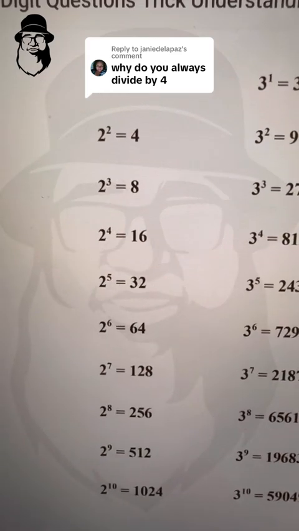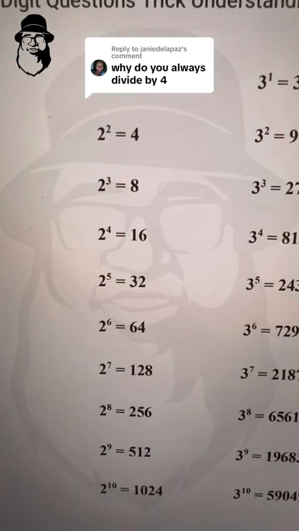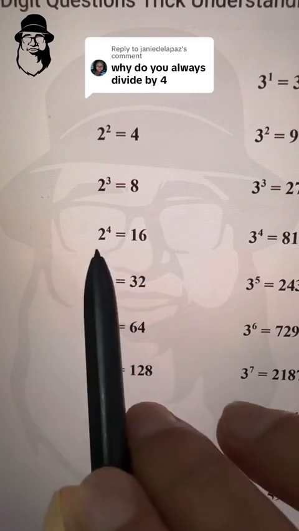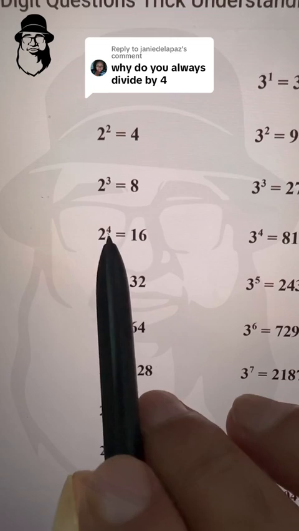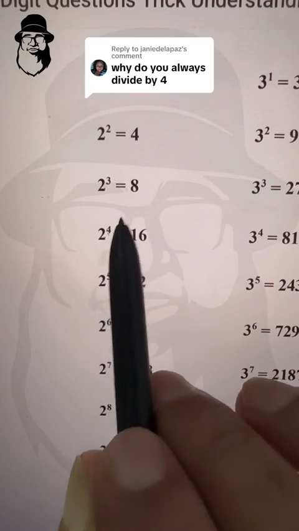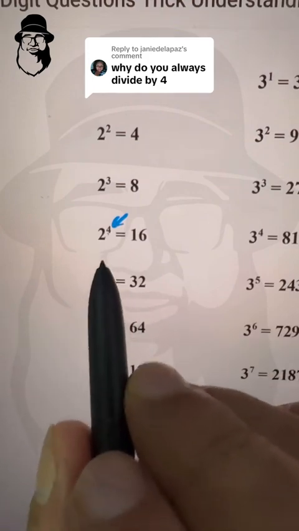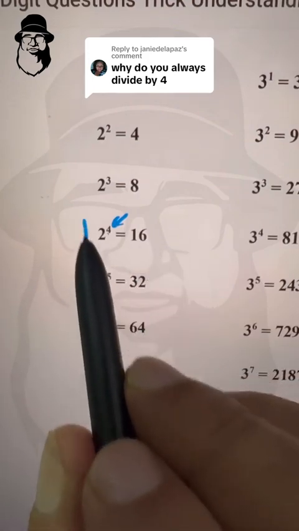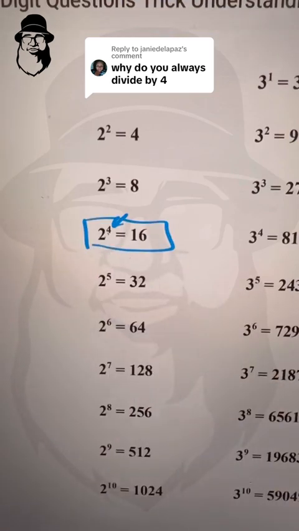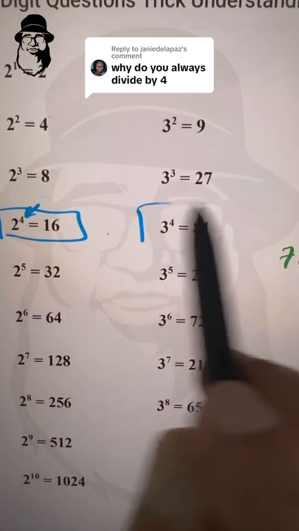Now let's check the powers that are divisible by 4. Here we have 2 to the power of 4, right? 4 is divisible by 4. I'm talking about this power only. 4 is divisible by 4, so here this and this.